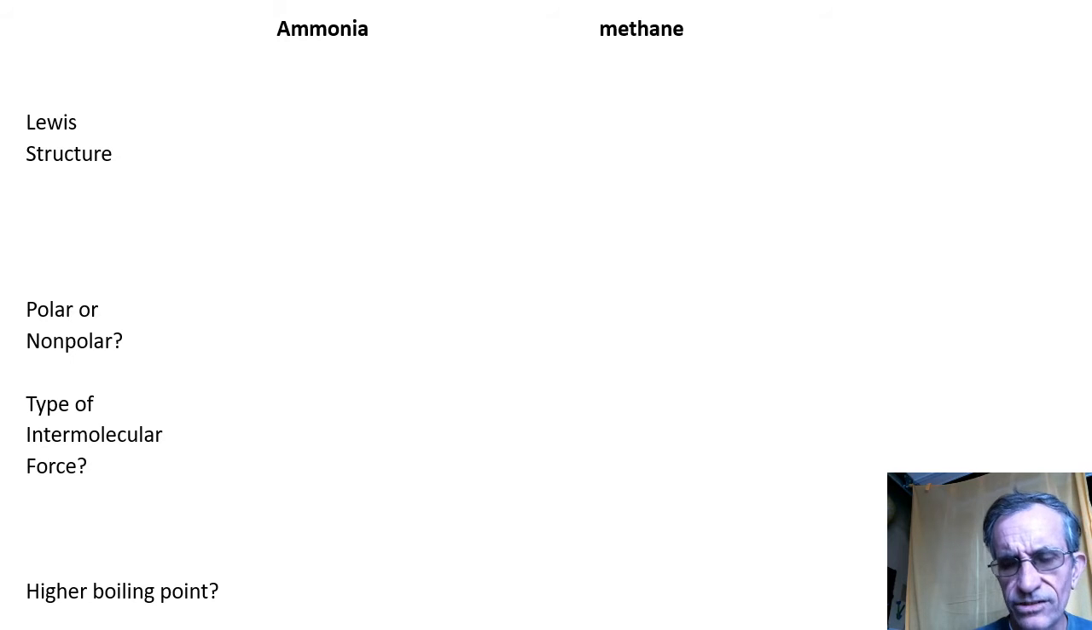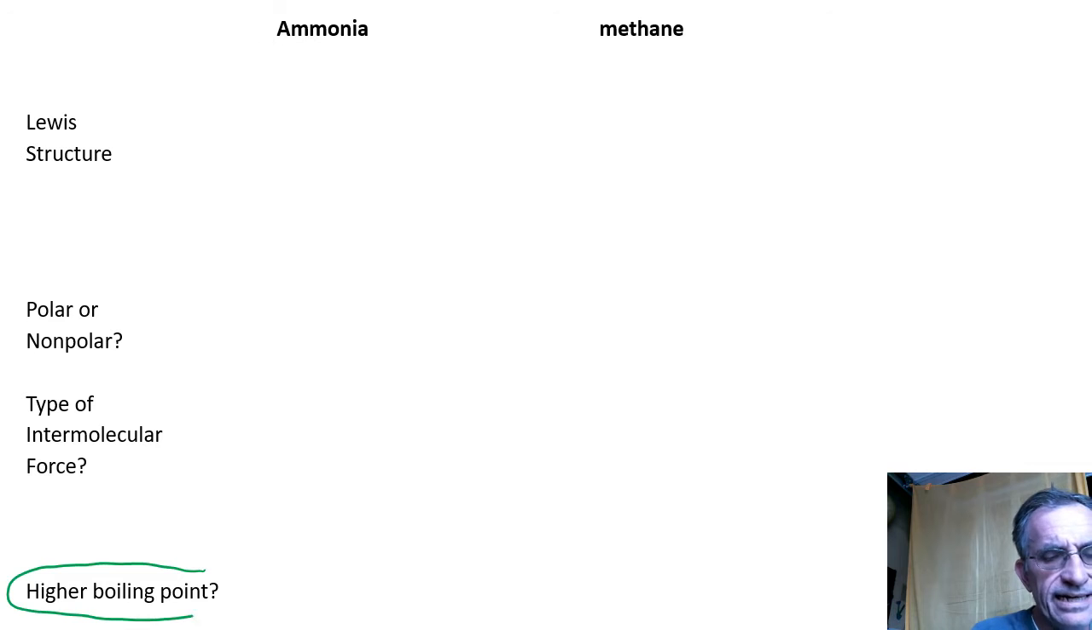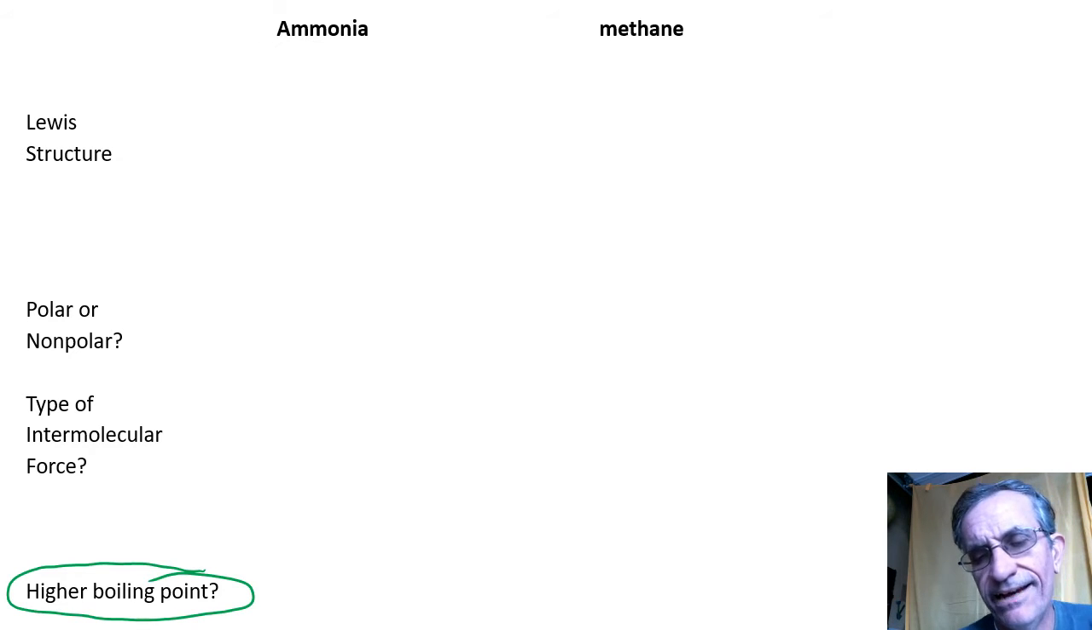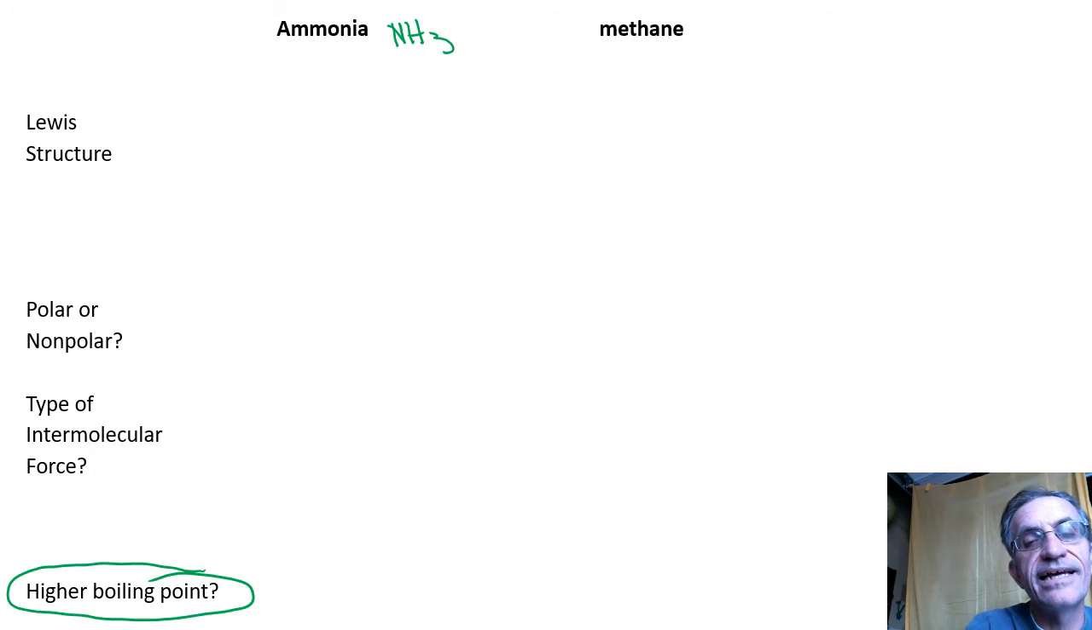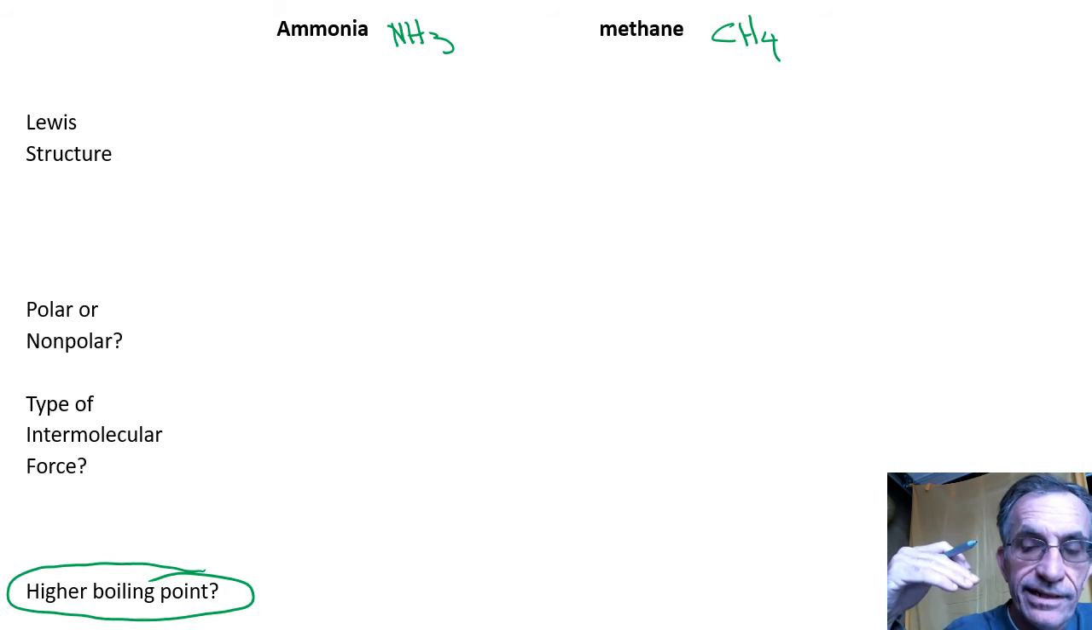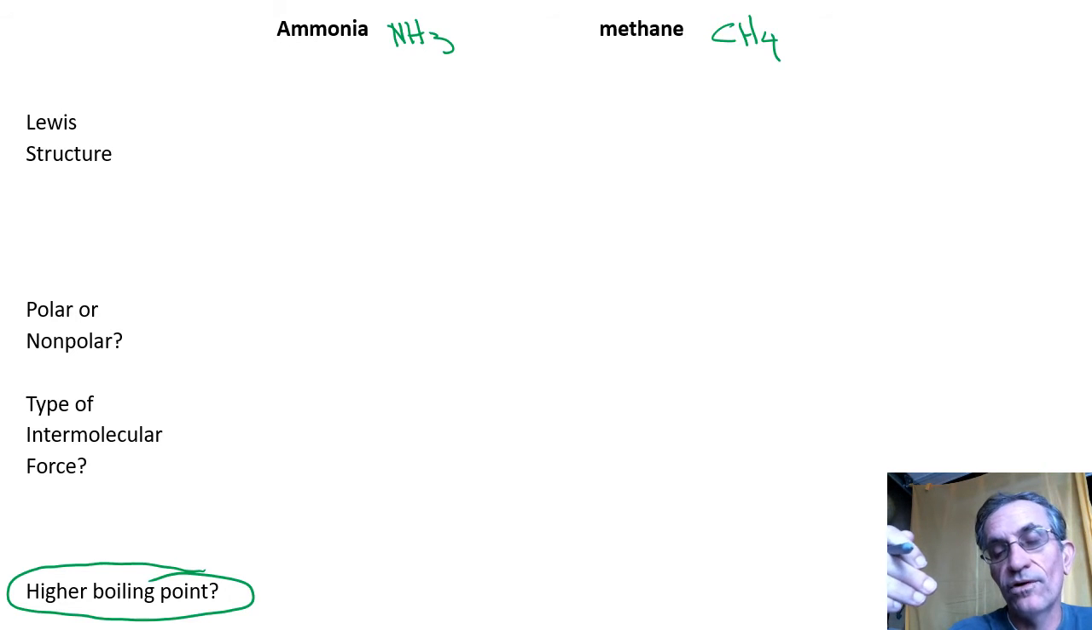We're going to talk about two molecules, and my ultimate goal is to make a guess which one of these two is most likely going to have a higher boiling point. The two molecules we're going to compare are ammonia, NH3, and methane, CH4. As we've been talking about, the kind of intermolecular force really depends on whether you're polar or nonpolar. So we're going to go step by step: first figure out whether the molecule is polar or nonpolar, and then, once we know that, we'll be able to figure out the kind of intermolecular force.